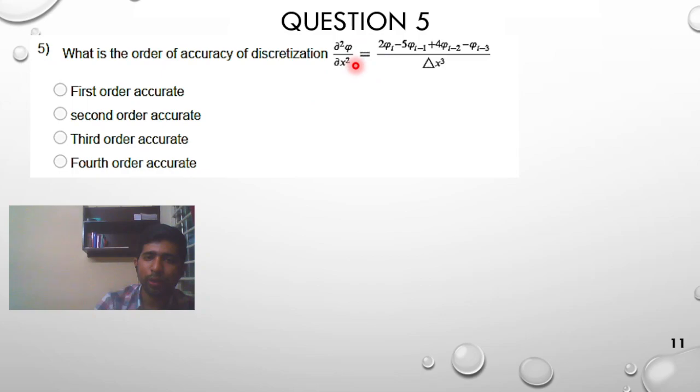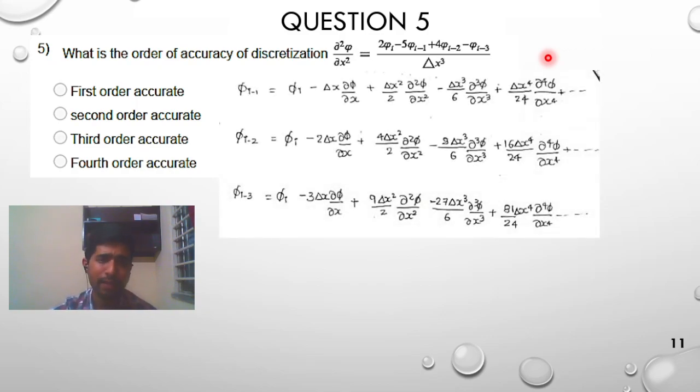Then you will get dou square phi by dou x square, and in addition you will get some truncation errors. Find the minimum order of this truncation error, and that will give you the order of accuracy. So that is the procedure. You should not remember anything. Especially in the age of AI and ML, you are not required to remember anything. You should try to derive this. Otherwise if you try to remember, you might forget and end up giving the wrong answer. So better to always derive and then just check.